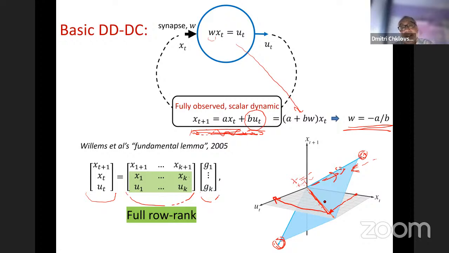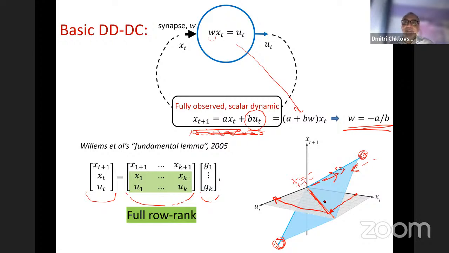It says if there is a full row rank to the previous observations, then you can do this, and by extension, that will allow us to perform control. Okay, so that's basically it. That's the direct data-driven control.